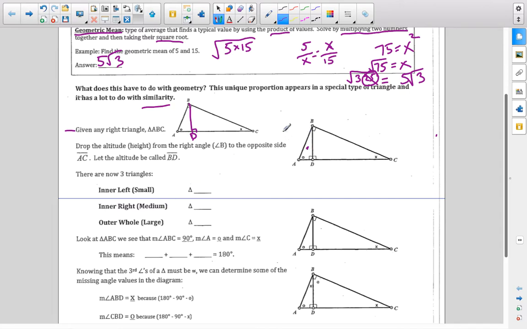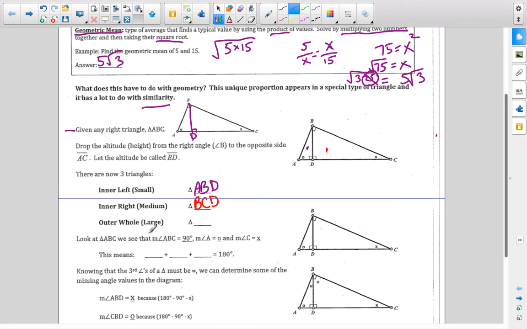I'll do that in purple. Okay, that I could call ABD, triangle ABD. Okay, that's the hypotenuse, and here's the long side. I can see that. And then I'm going to change colors here. Then I'm going to look at the inner triangle, which is medium, because the large one is the whole thing. So on this one, I'm going to call it BCD, triangle BCD, because I named it by hypotenuse and long leg.